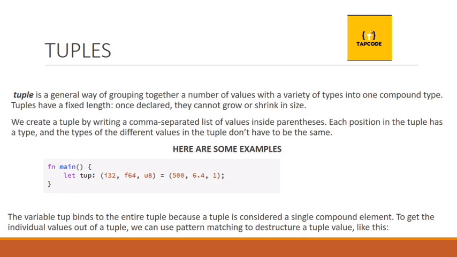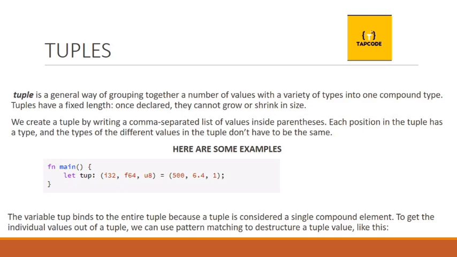Now we're going to be talking about tuples. A tuple is a general way of grouping together a number of values with a variety of types into one compound. That's grouping different values. I can use alphanumeric, different values into just one compound type. Tuples have a fixed length. Once declared, they cannot grow or shrink in size. That's once you declare a tuple, you can't add, you can't remove. It is fixed. We create a tuple by writing a comma separated list of values in parentheses. That's in brackets, not curly bracket, curved bracket.